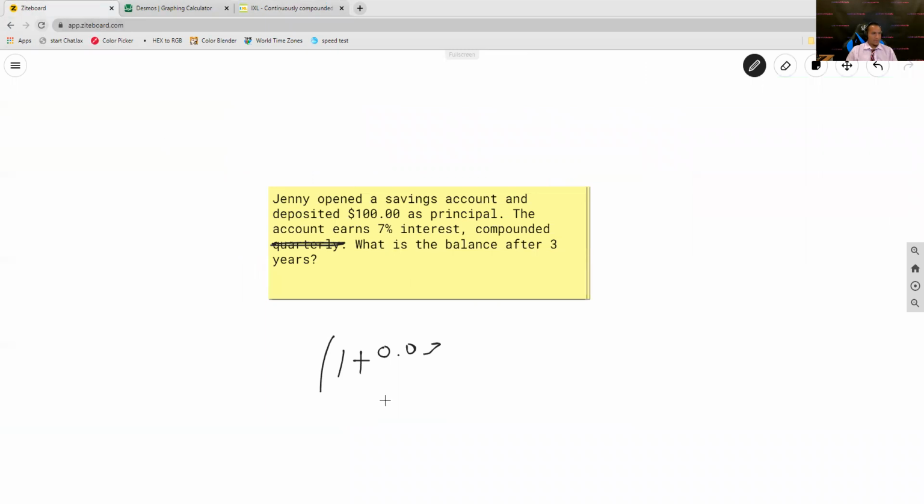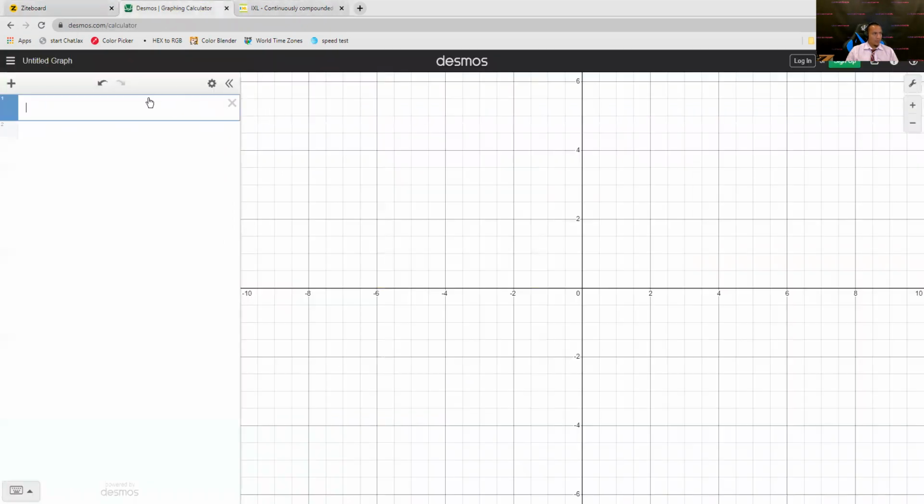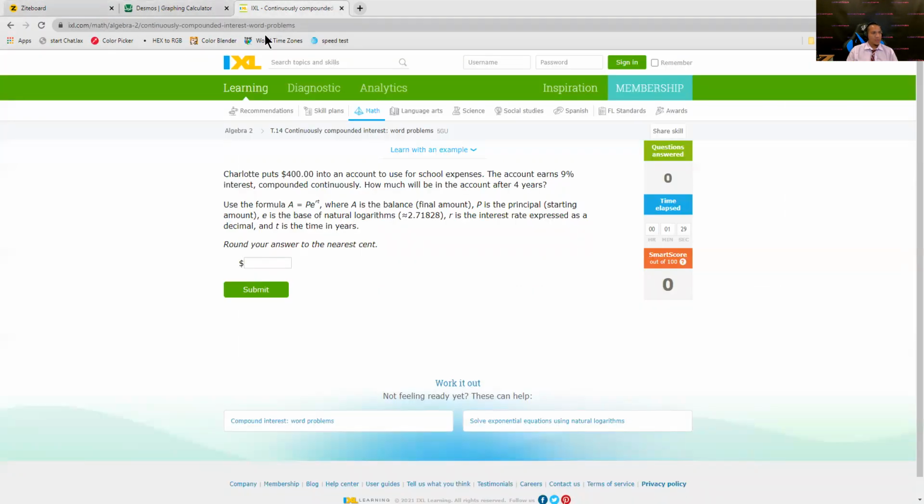So it was PERT. You do A equals, again, we don't worry about the 100 for now. We do E to the 0.07 times T, and T is going to be time in years. So you do 0.07 times 3, which is 0.21, and then you multiply by 100. Let's see how much more interest that gives us. 100 times E to the 0.21. $123.36, barely any more money.